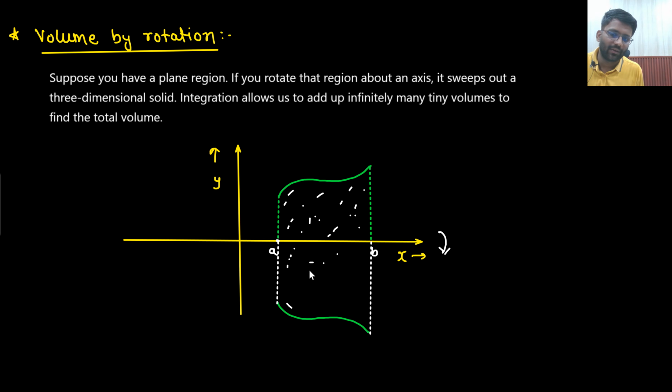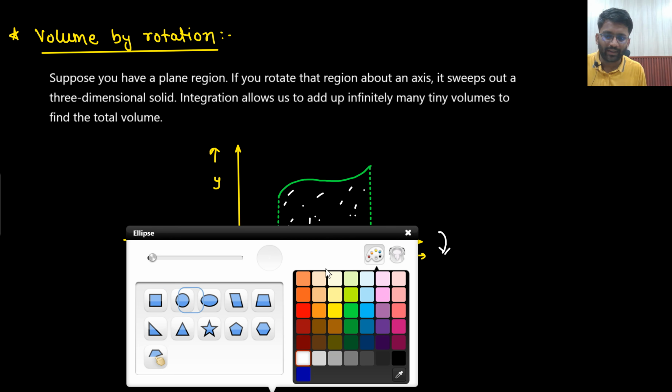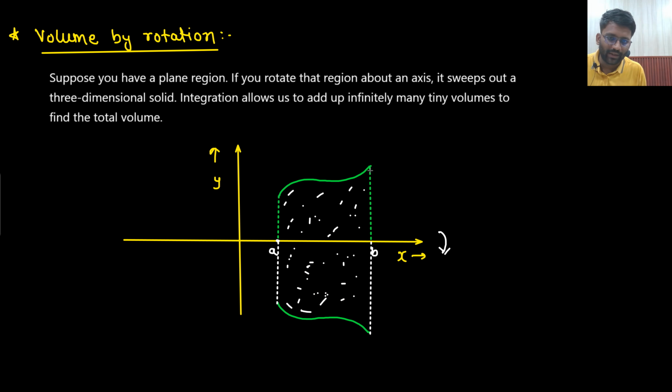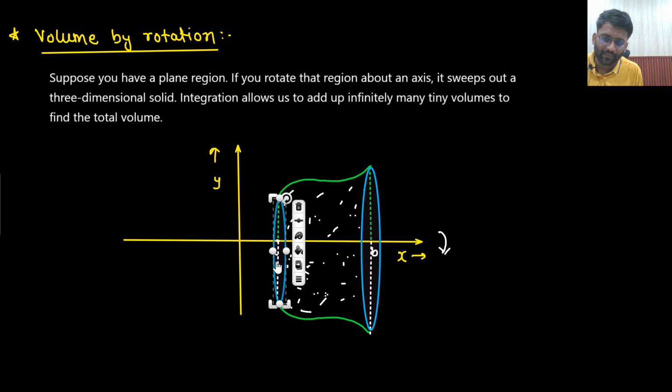As you do the rotation, you will end up getting circles here. So this kind of structure you will end up getting. So this is the volume that I am supposed to calculate.